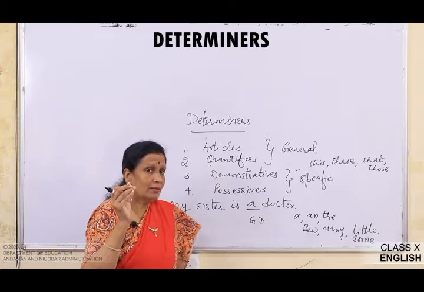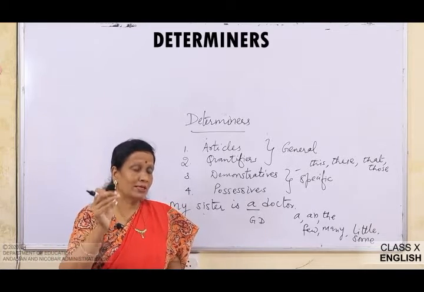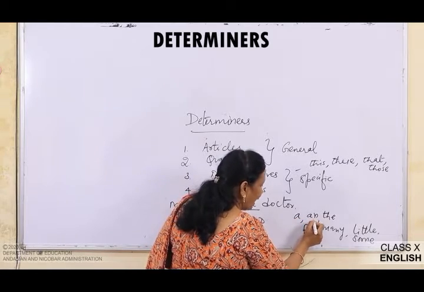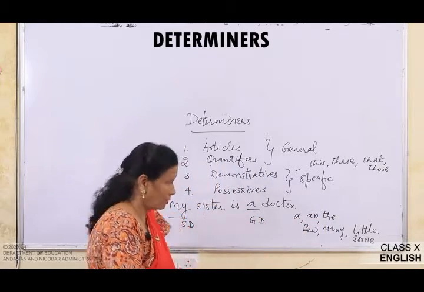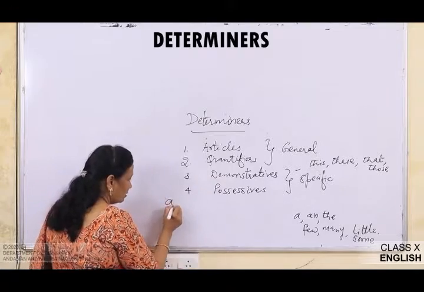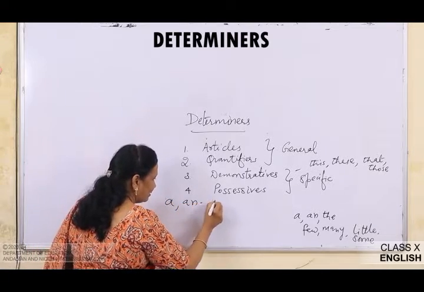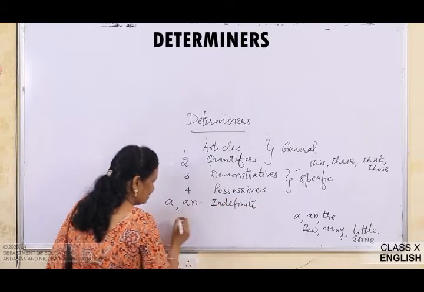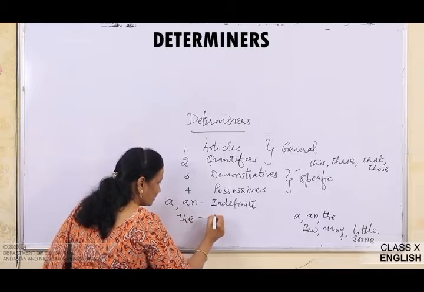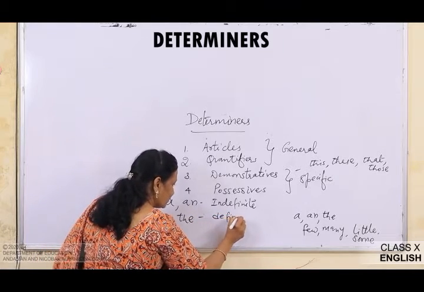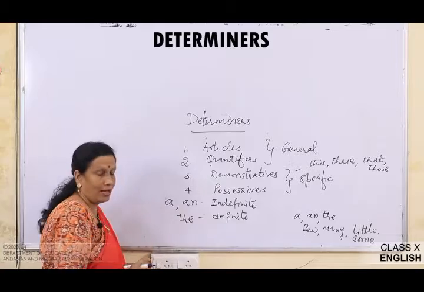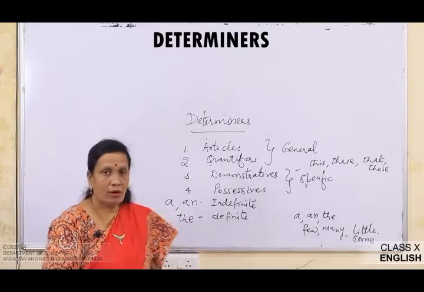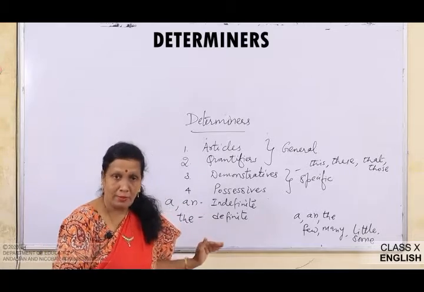Now, we had tried to learn what articles are. I had told you a, an, and the. Here a and an are indefinite articles, whereas the is a definite article, and we also say that the is a definite determiner or a specific determiner.